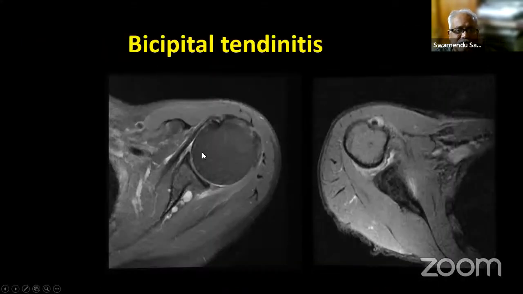Then bicipital, as I told you, when you see this glenoid, this is the anterior labrum, this is the posterior labrum. You see the biceps, there is normally no fluid. But if you see this picture, there is a lot of fluid around the biceps tendon. So this is bicipital tendinitis, and this one is pathological.